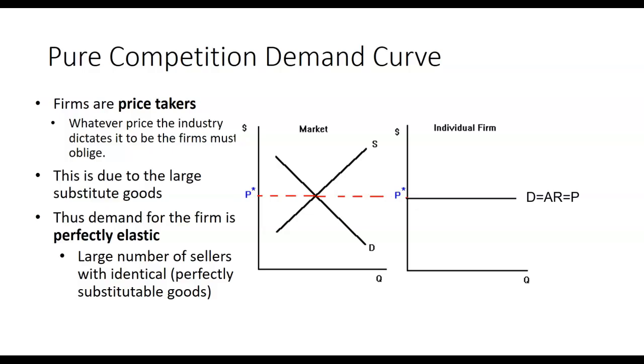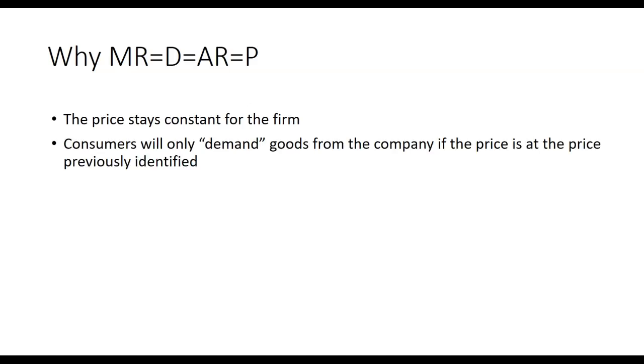Again, that's where those market structure definitions play a big role, is they go into the elasticity, which is going to have some more significance. Then we have this MR DARP: MR equals demand equals average revenue equals price. Why? The price stays the same. Consumers will only demand goods from the company if the price is at the previously identified price. So price equals demand, just always. That's not a perfect competition thing. The price equals the demand at that quantity.